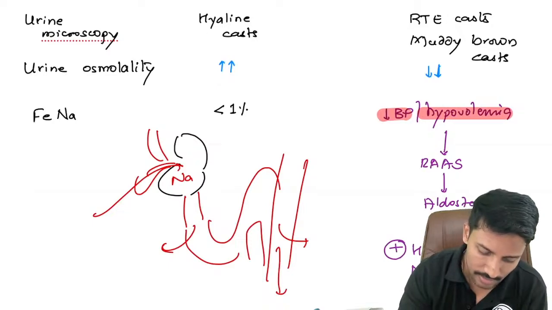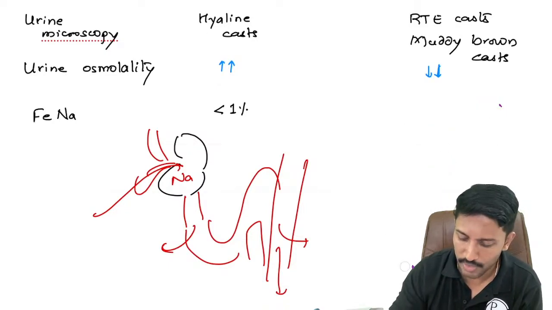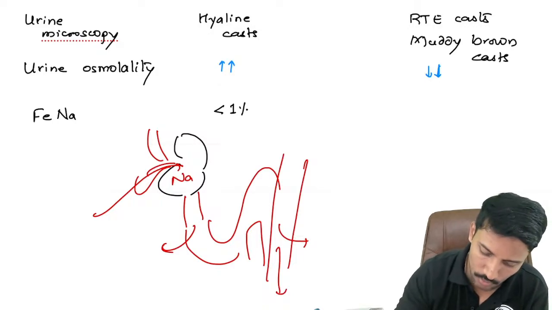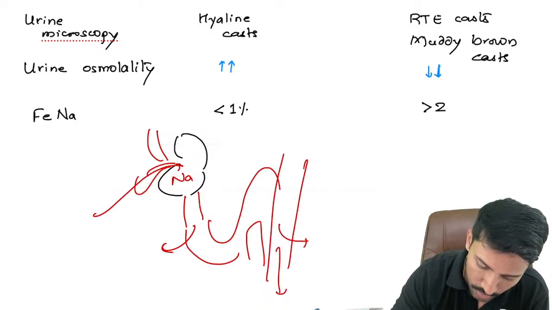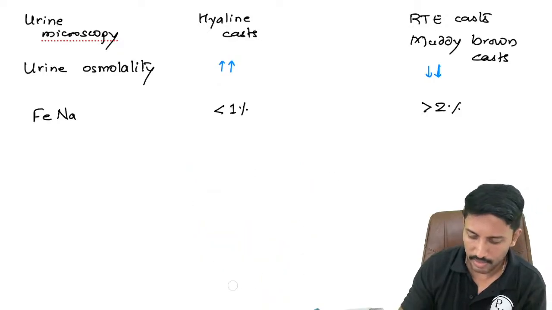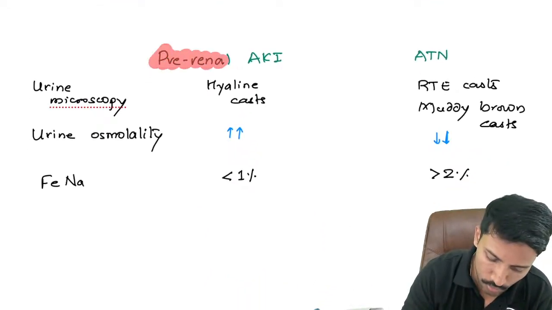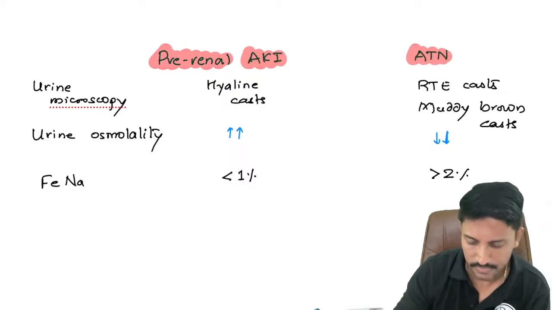On the other hand, this reabsorption happens at the tubules. So if the tubules are damaged, I may not be able to reabsorb a good amount of sodium, so I will excrete more. It will be more than 2%. So these parameters will help us differentiate between pre-renal AKI and acute tubular necrosis, right?